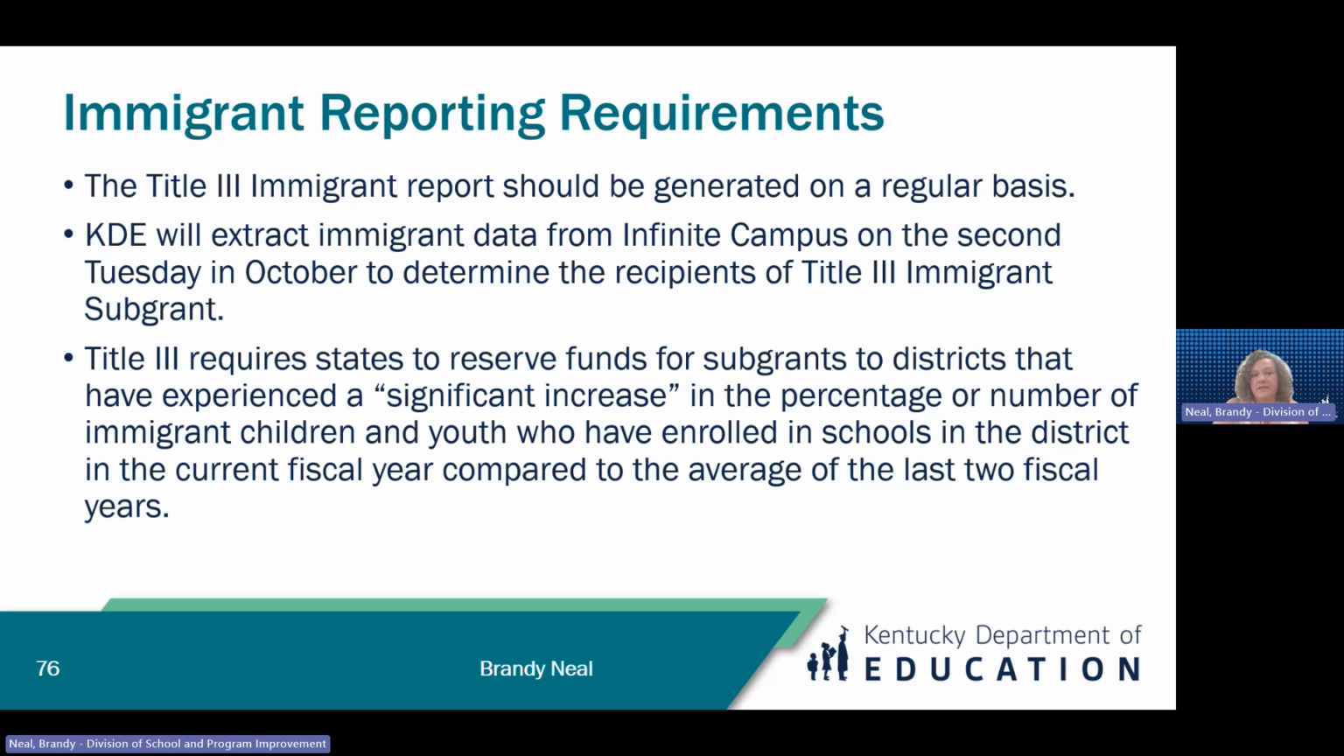You do not have to receive Title III funding to receive the Title III immigrant subgrant. Title III requires states to reserve funds for subgrants to districts that have experienced a significant increase in the percentage or number of immigrant students and youth who have enrolled in schools in the district in the current fiscal year compared to the average of the last 2 fiscal years. And again, you can receive the immigrant subgrant based on those numbers, and you could still be eligible even if you don't receive Title III funding.